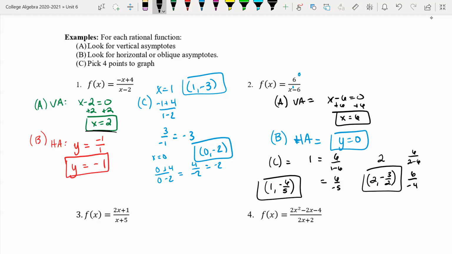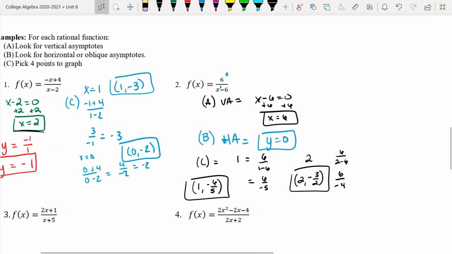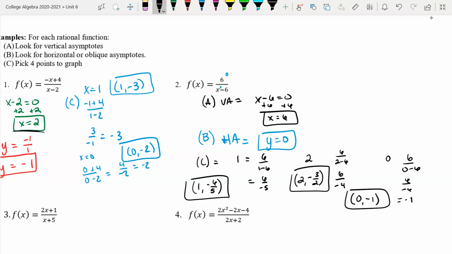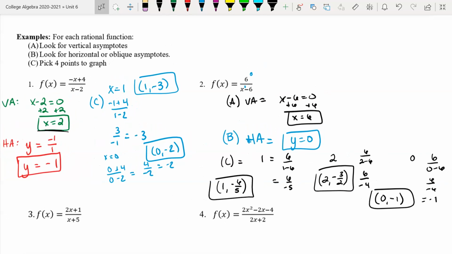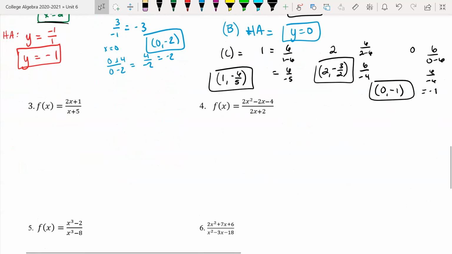Right? And you could just plug in numbers that aren't your vertical asymptotes. And I always try to stay around 0 and stuff like that. It's just easier. So again, if you plugged in 0, and we're plugging it in for the x, and you can apply your points. Okay? So that'll probably be the last time I pick 4 points to graph. We're just going to focus on vertical asymptotes and horizontal asymptotes. So we keep moving.